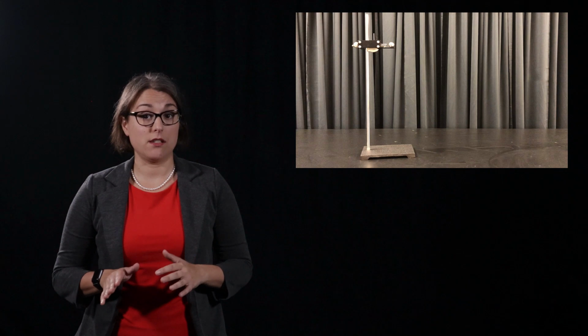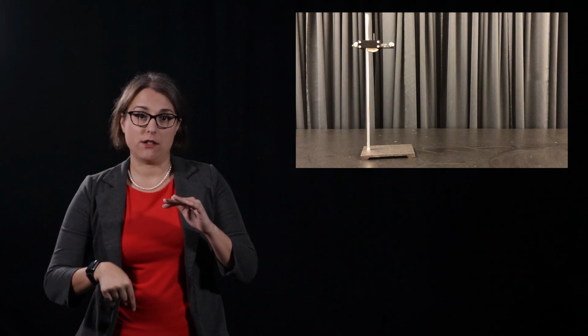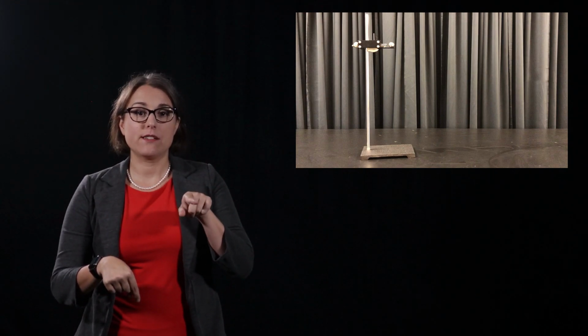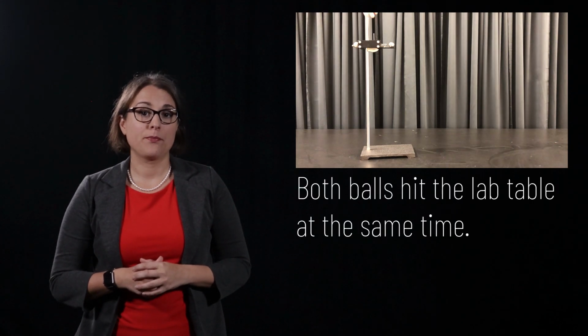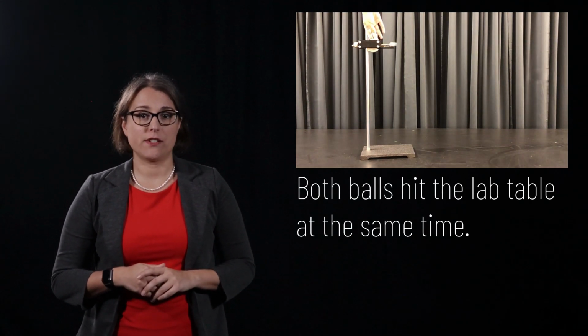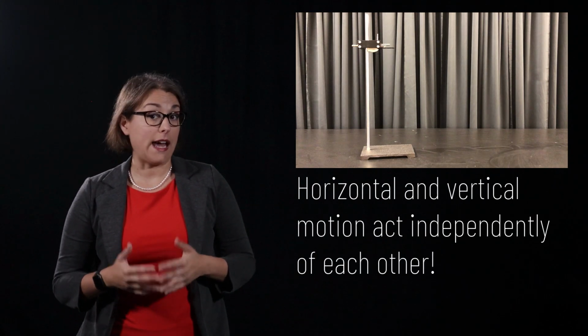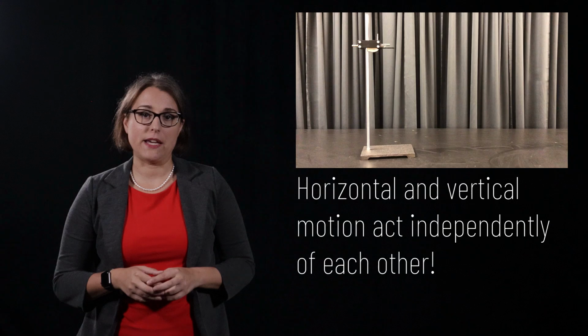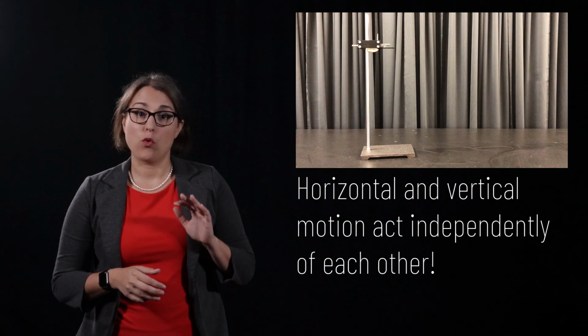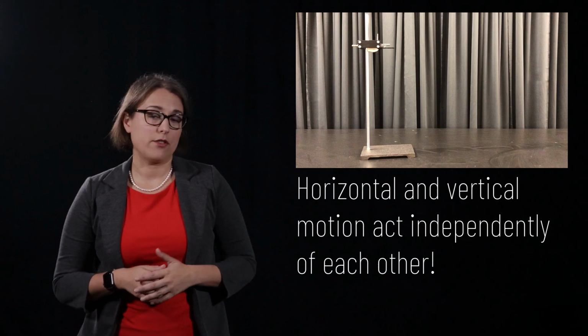In this video, two otherwise identical steel balls are launched from a platform at exactly the same time. One is dropped in a completely vertical manner and the other is pushed, giving it some horizontal motion in addition to the vertical drop. Both of the balls hit the surface of the lab table at exactly the same time, indicating that gravity acted on the objects in an identical manner. The ball that had horizontal motion did not affect the vertical motion.